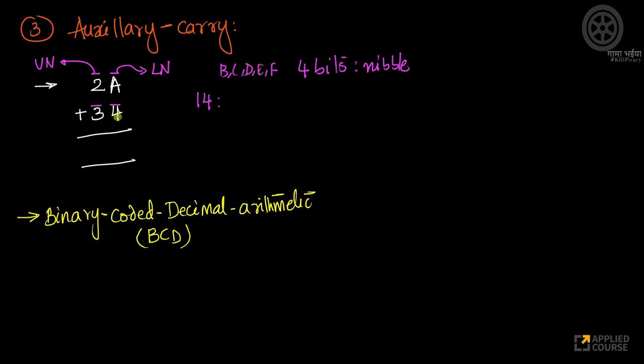So their sum will be equal to E. Look at this, their sum will be equal to E. Now I can represent E using the 4 bits. Now I'll sum up 2 and 3, I'll get 5. Now there is no carry.